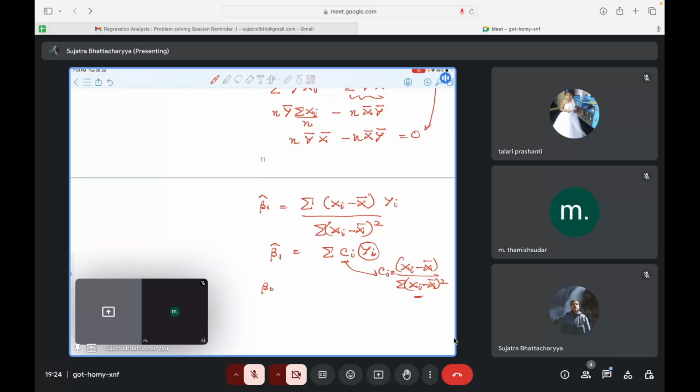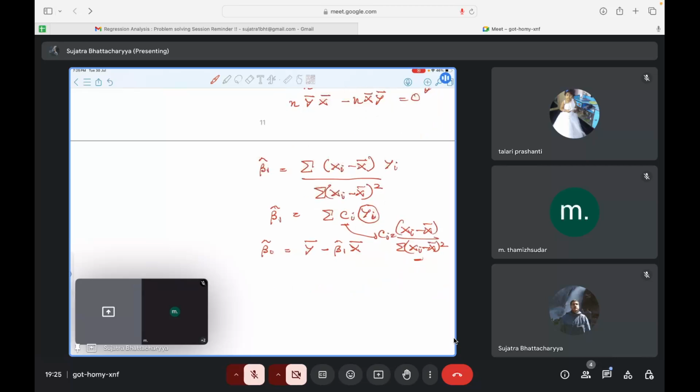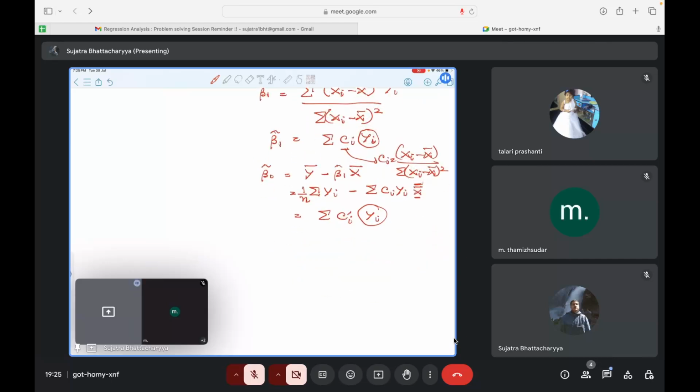Similarly, beta naught cap. So if you write beta naught cap, what is that? Y bar minus beta 1 cap x bar. Yes. So this is one. Okay. Now y bar can be written as summation yi by n, minus beta 1 cap, which is nothing but summation ci yi, into x bar. X bar is a constant. So it is also some c dash i and yi. Okay, so beta naught cap and beta 1 cap, both are linear combinations of yi. Remember this. Okay, this is another important thing.